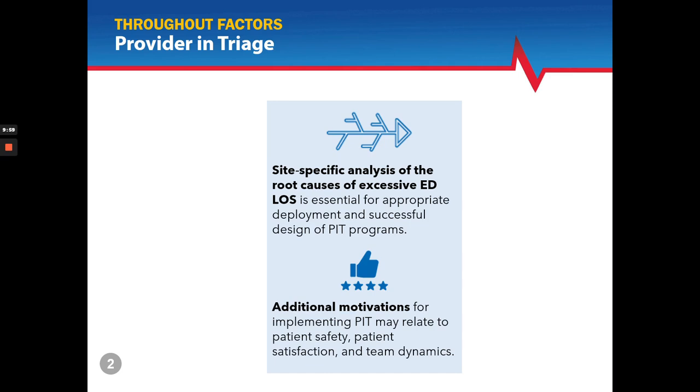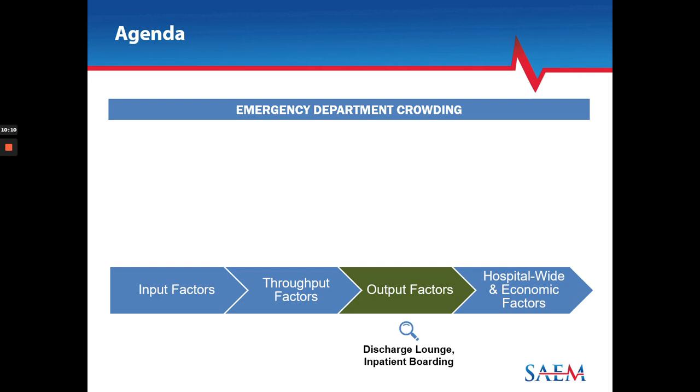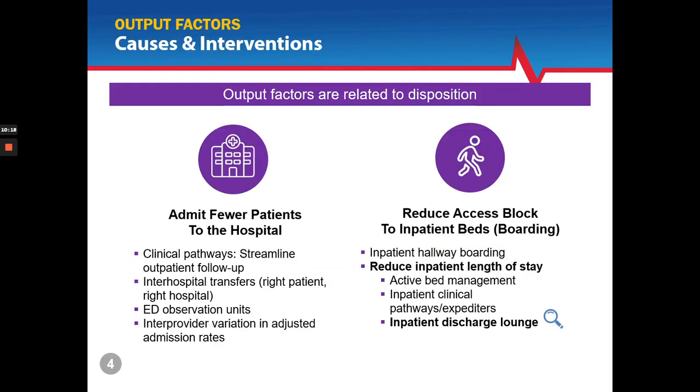And one final point on provider in triage is that even if you won't make much of a dent in crowding at your site, there may be other benefits that justify the use of provider in triage. Now let's turn our attention to interventions related to output factors. As we discussed in Module 2, once you determine a patient's disposition and try to send them on their way, that's when you're talking about output factors.